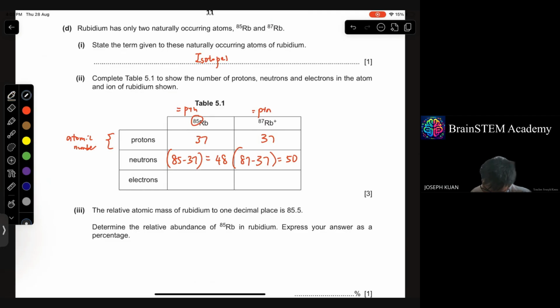Now, to find electrons, basically like this. If it has no charge, the number of protons equals the number of electrons. So 37. If it has a positive 1 charge, it means that there are more protons than electrons. So to create positive 1 charge, that means it only has 36 electrons.